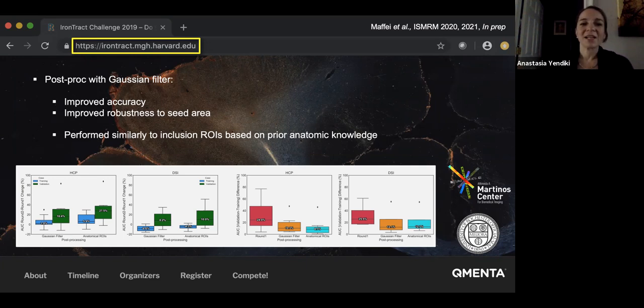And it turns out that when all the teams used these 2 post-processing methods, the post-processing with the simple Gaussian filter, which is completely agnostic about the anatomy, improved accuracy for most of the teams, and it also improved robustness to seed area. So it decreased the difference in accuracy between the 2 seed regions in the frontal pole and in the VLPFC. And it performed pretty similarly to using the anatomically informed inclusion ROIs. So it's interesting that this very simple post-filtering of the tractogram can actually improve the results quite a bit. It was maybe a surprising result.